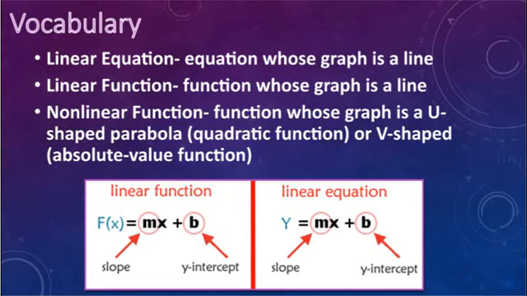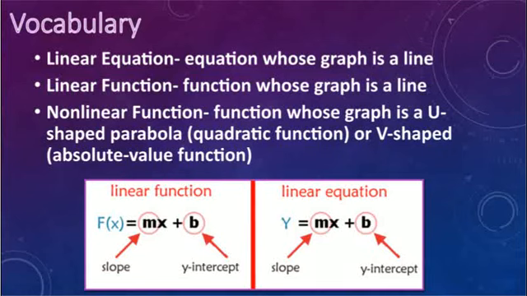Nonlinear functions are just those functions that have two variables in them, but it's a curved line. So it's U or parabola shaped, and we would call that a quadratic function. Or if you have a V-shaped function, that would be the absolute value function.